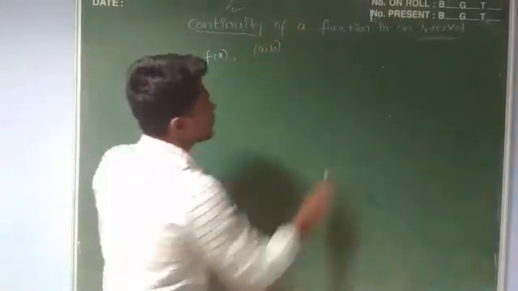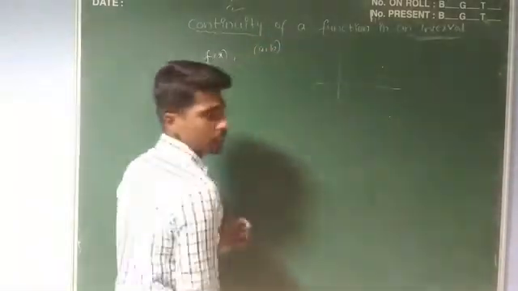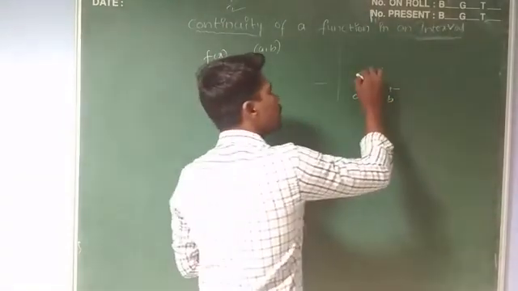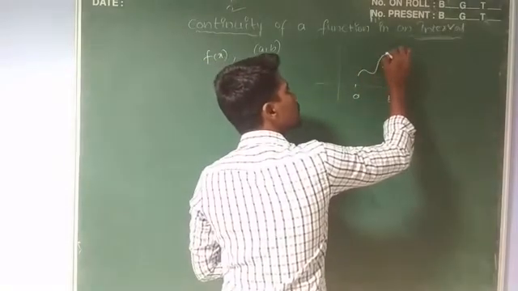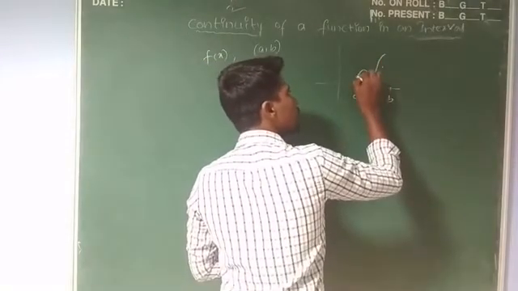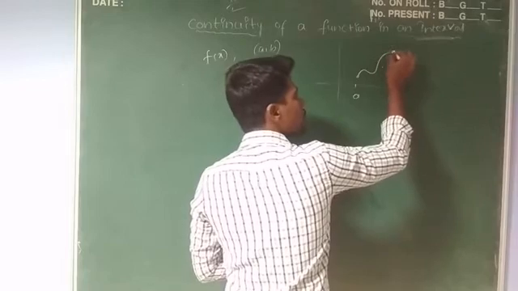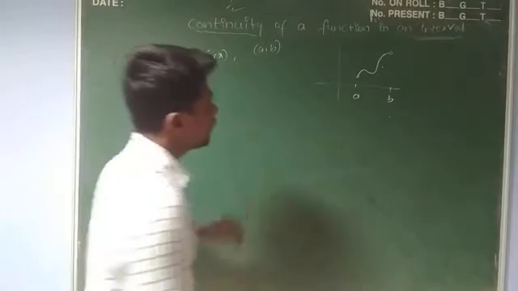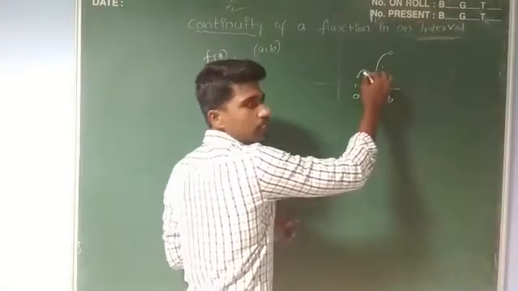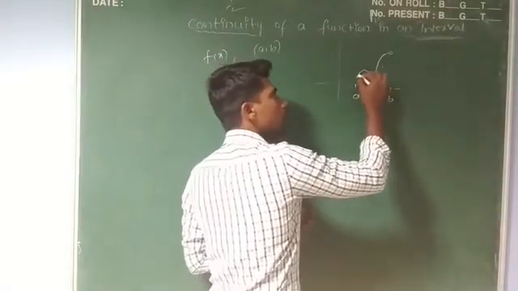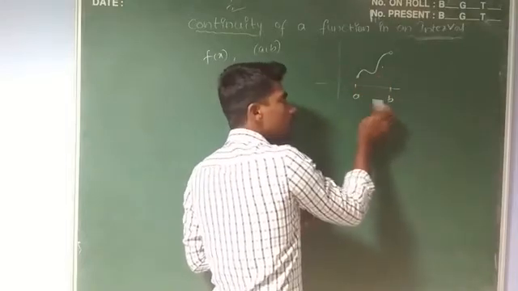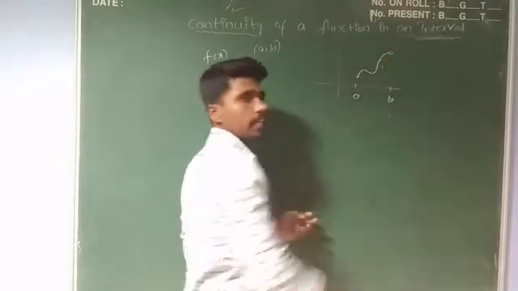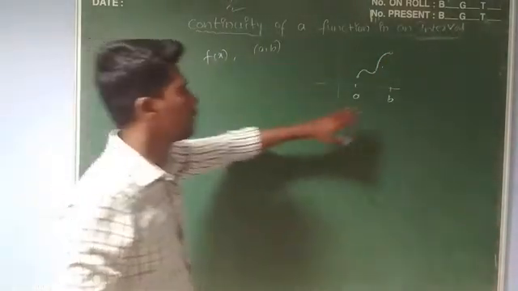Suppose the function is defined like this at a and b. I have drawn its curve like this. At a it's not defined, at b also it's not defined, both are open. In between a comma b the given function is continuous. How can I say this? I can draw the graph of the function in between a comma b without lifting the chalk. So I can say the given function is continuous in between a comma b.